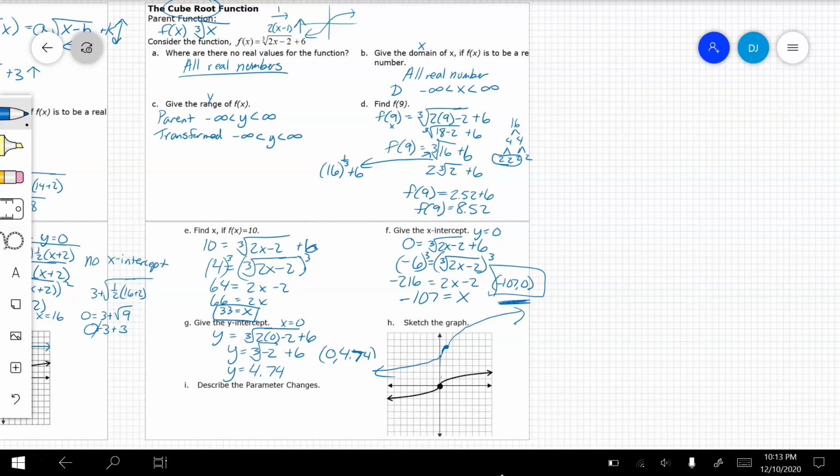Okay, so the parameter shifts that I really want you to focus on are just the horizontal and vertical for right now. Okay, so we know that it's going to shift right 1, and it's going to go up 6.